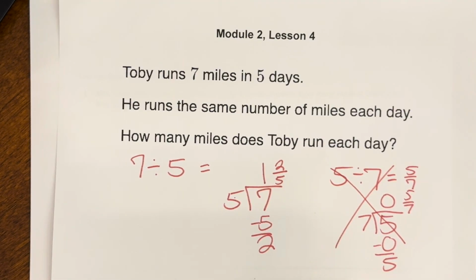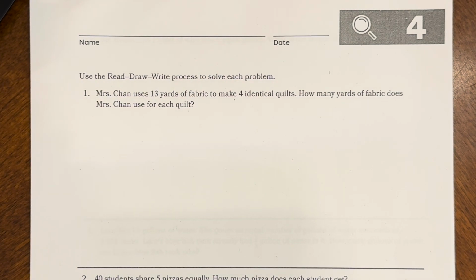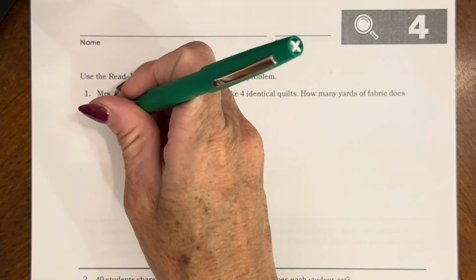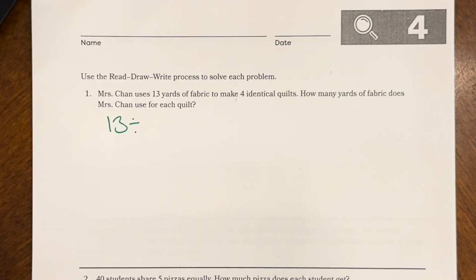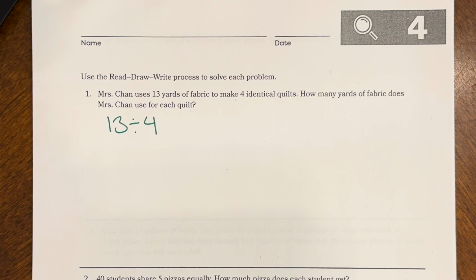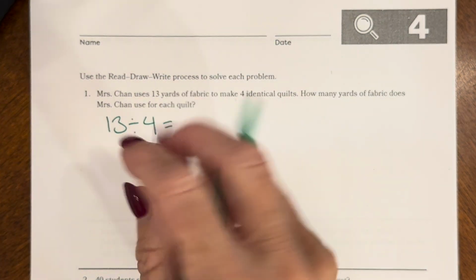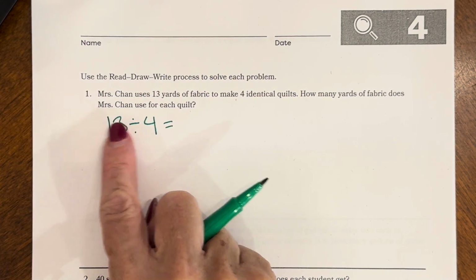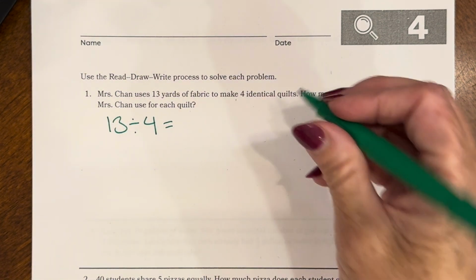Okay, so let's do some together. Here's our first one, and it says, Mrs. Chan uses 13 yards of fabric to make 4 identical quilts. How many yards of fabric does Mrs. Chan use for each quilt? Okay, so she's going to take 13 yards of fabric and divide it into her 4 quilts. Okay, so I know my answer is going to be greater than 1 because she has more than the groups she's making it into.